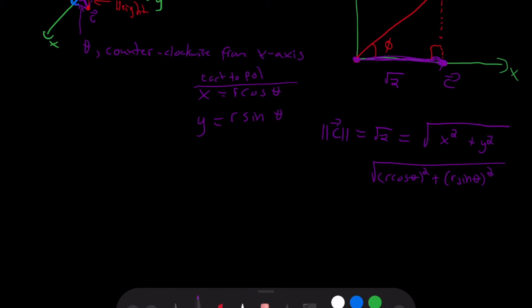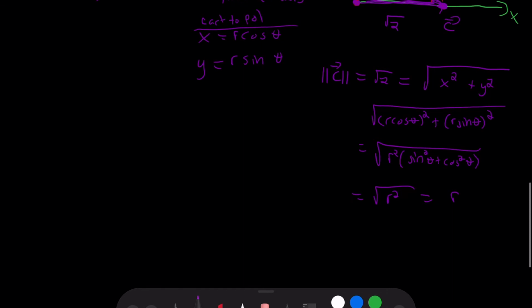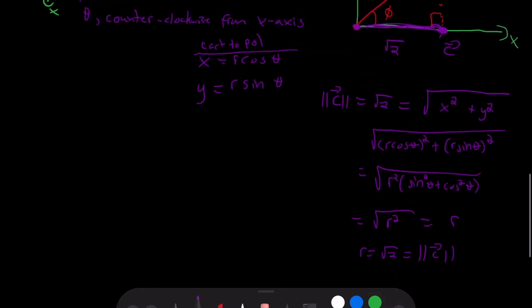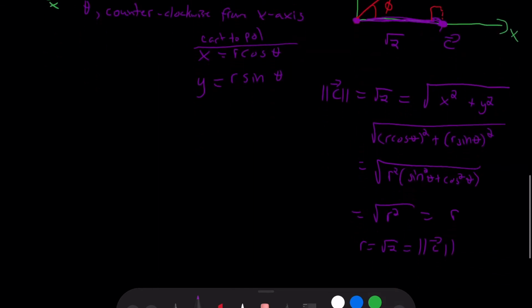Shorthand that is cart to pole, and we know that this is going to be equal to, which is just equal to this, equal to that, where r is equal to square root of 2, which is the magnitude of C. Yeah, so we went full circle on that. Okay.